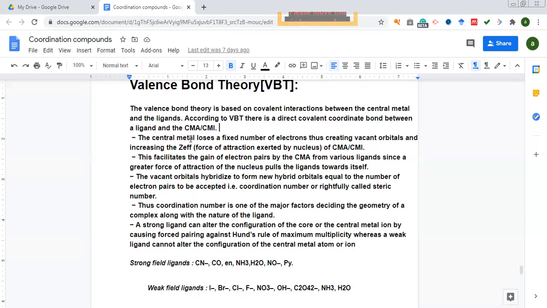And these 5 orbitals undergo hybridization. That hybridization is known as dsp3. And that dsp3 hybridization imposes trigonal bipyramidal geometry to the complex compound. Trigonal bipyramidal. In the trigonal bipyramidal, we may have 2 different bond angles.